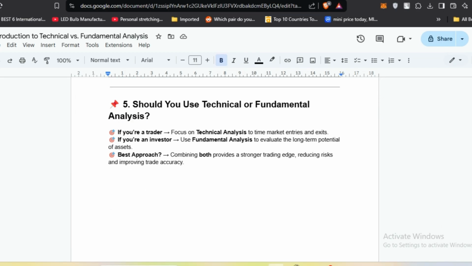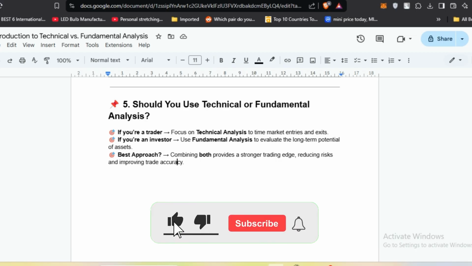Should you use technical or fundamental analysis? Here are the simple examples. If you are a trader, you should use technical, and if you are an investor, you should use fundamental analysis. We will try to combine these two things in our expert advisor so we can get better accuracy.